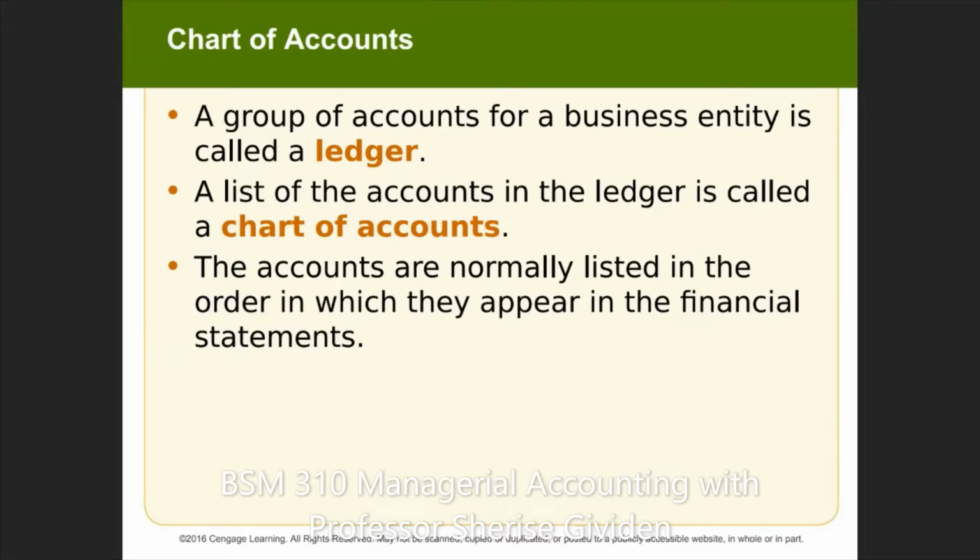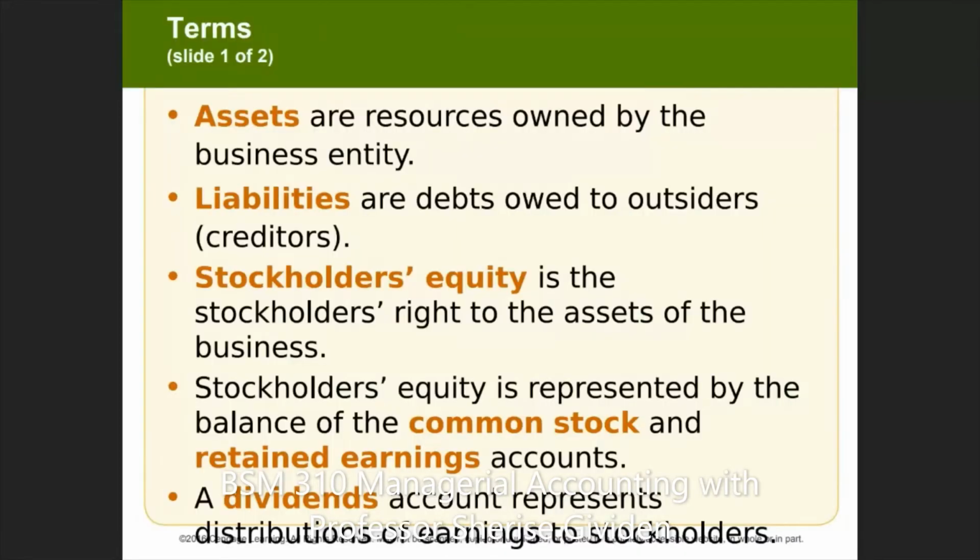A group of accounts for a business entity is called a ledger. A list of the accounts in the ledger is called a chart of accounts. You may see that abbreviated as COA. The accounts are normally listed in the financial order in which they appear in the financial statements. So you have assets, liabilities, stockholders' equity, retained earnings, dividends.